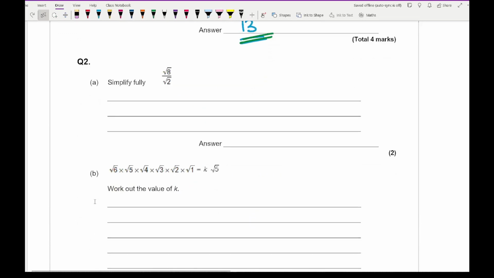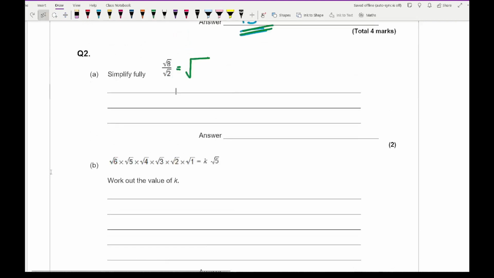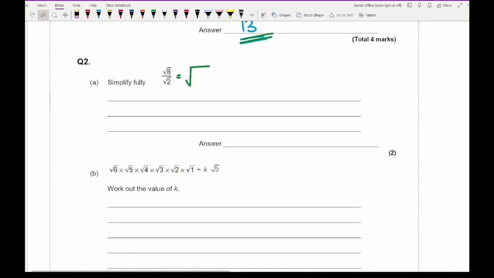Moving on to question 2, which refers to surds, and it says simplify fully root 8 over root 2. Now one of the rules of surds is that when we're dividing, with both the numerator and the denominator being roots, we can just combine the two. So this is going to be root of 8 over 2, and 8 over 2 is going to be 4, so it's root 4, and that gives us an answer of 2.